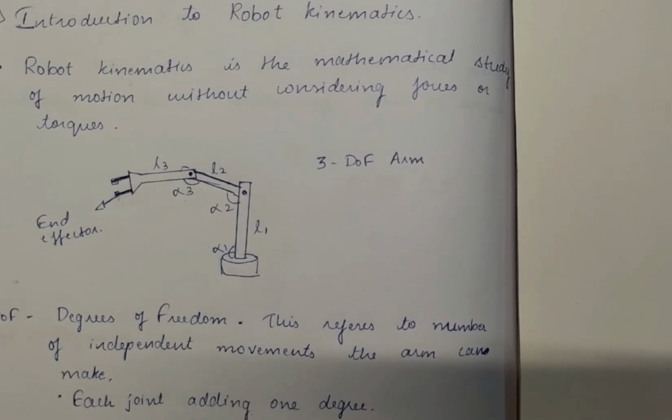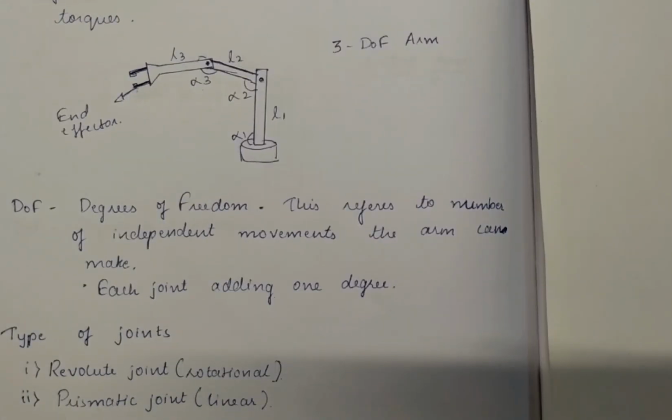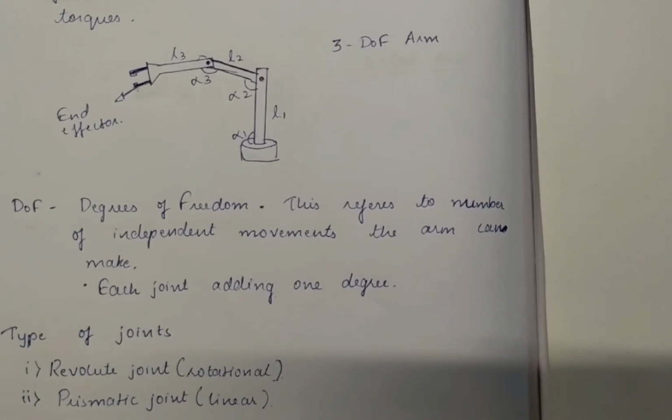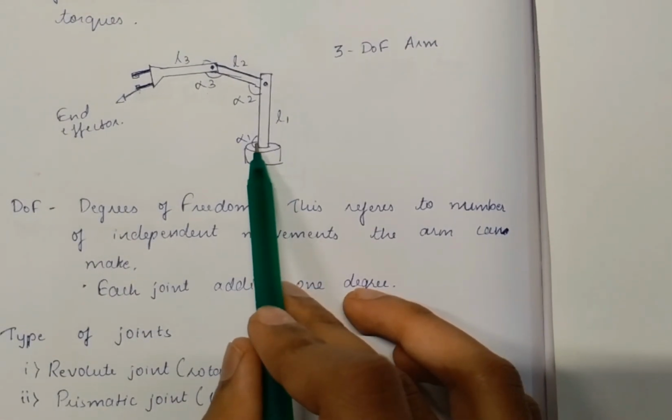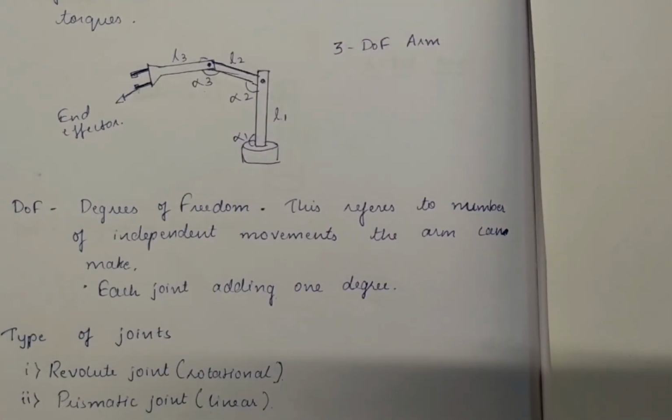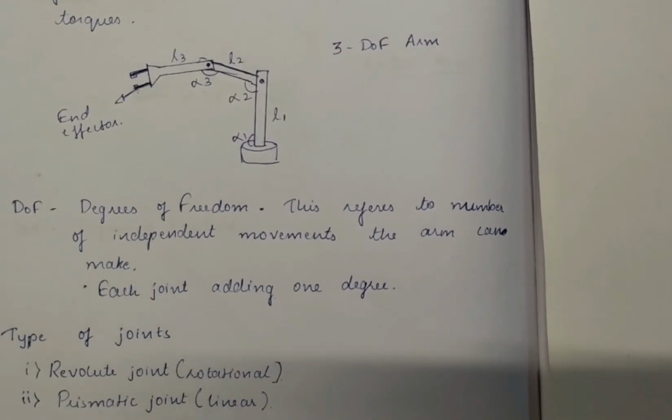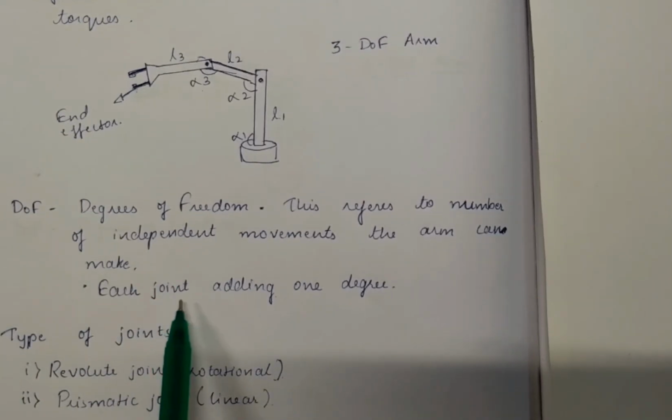So moving on, let's understand different types of joints. There are primarily two different types of joints: revolute joints and prismatic joints. Revolute joints allow rotation about a fixed axis, for example this axis, like the hinge of a door or the hinges of a window. And the prismatic joint provides linear movement, like the sliding of windows and doors. So each joint contributes 1 degree of freedom.